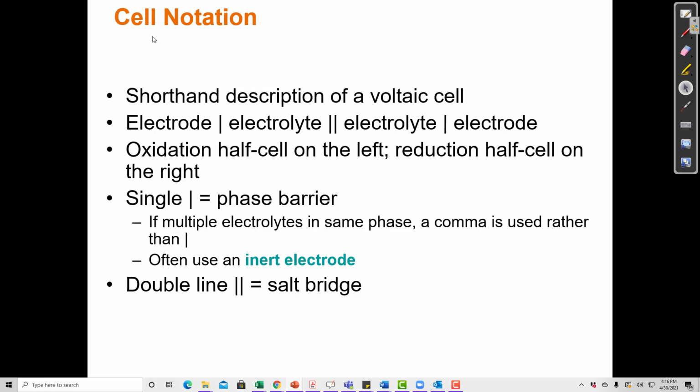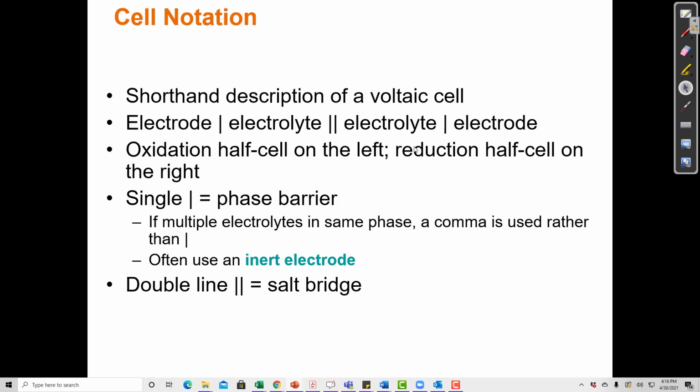There are different ways that we can represent cells. We can draw pictures like we've shown before, where there's different compartments and we draw pictures of the electrodes and the solutions. Or we can use a shorthand description of a voltaic cell, where we have electrode, vertical line, electrolyte, 2 vertical lines, electrolyte, vertical line, electrode. And so the oxidation half cell is on the left. So instead of drawing a picture, which would take a long time and maybe you're not a good artist, you can shorthand that by saying the metal electrode is zinc, and the electrolyte is zinc nitrate. And that's on the oxidation half cell.